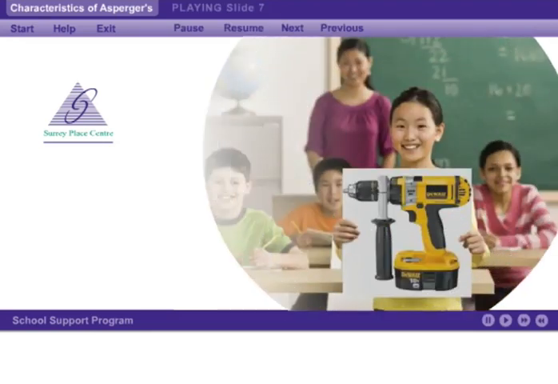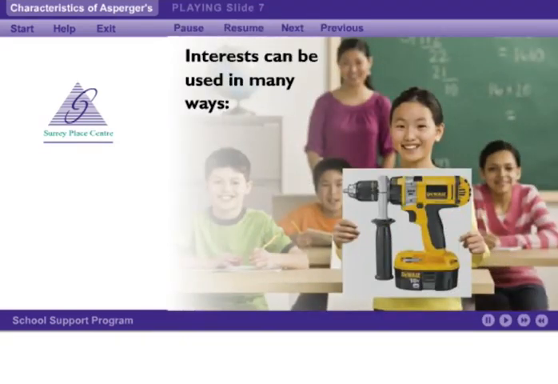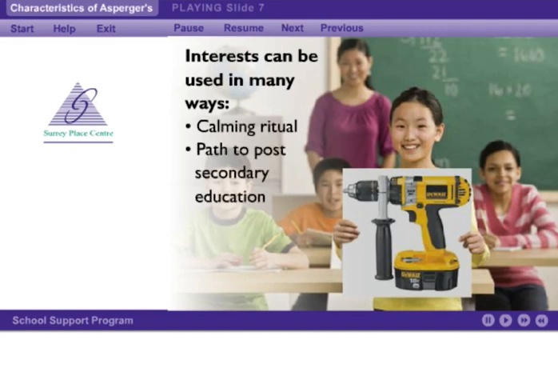Their interest can be used in the classroom in many ways. It can be used as a calming ritual, a possible path to post-secondary education and a career, as well as a way to make friends with people who have similar interests. However, interests vary widely and some may be socially isolating.